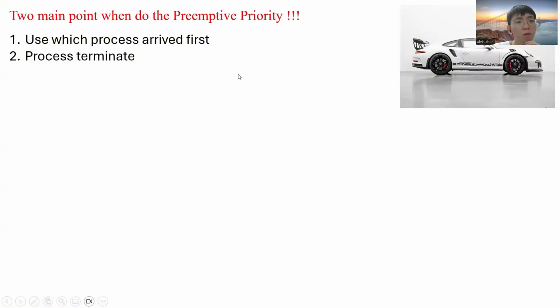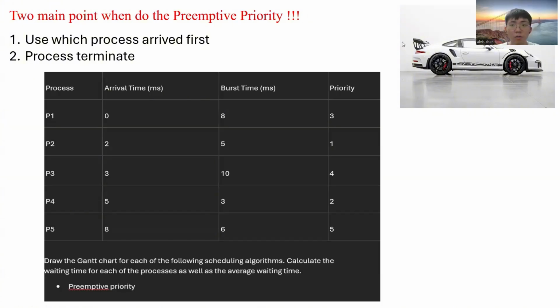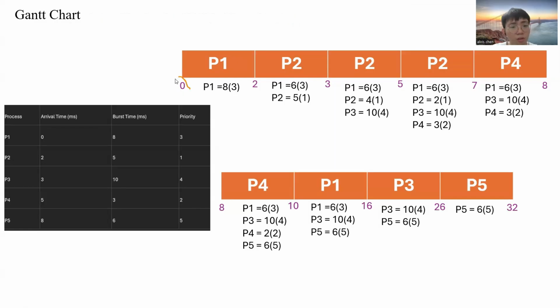The two main points when you do this priority are, first, which process arrives first, and second, when a process terminates. Now, this is an example for our question. First, our arrival time is zero, right? So we must use P1 as our first one, because the other processes haven't come yet. So the first one is P1.